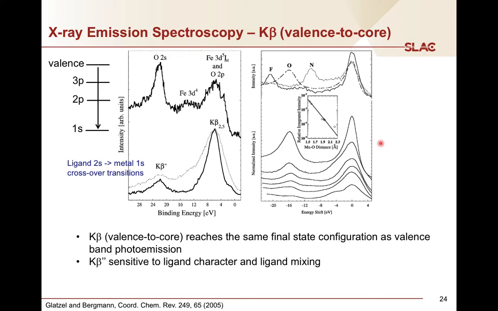So that means that we can summarize that we reach the same final states as in valence band photoemission. That gives us an idea of how to look at the data. And we know that the valence-to-core is sensitive to the ligand character and the ligand mixing.